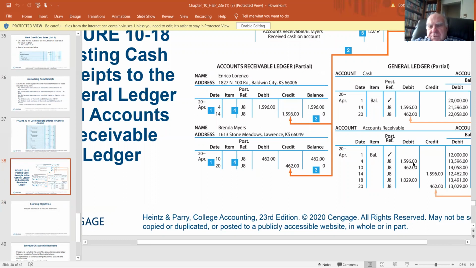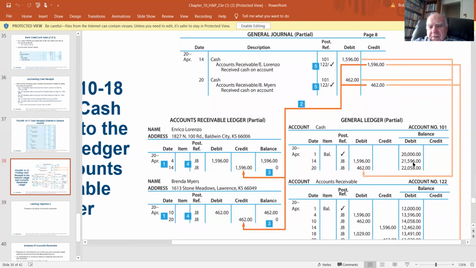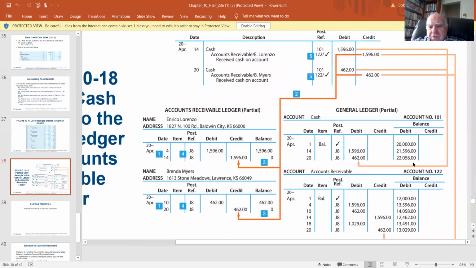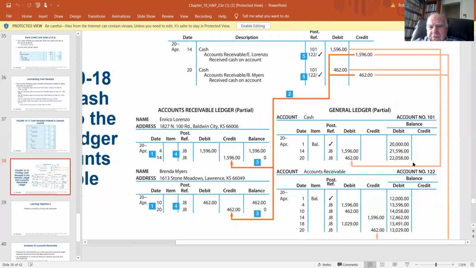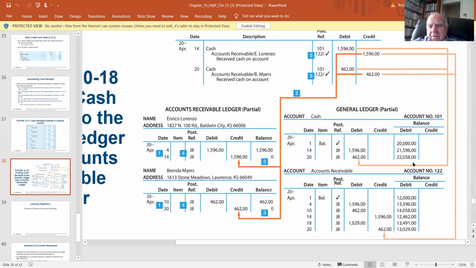And they're getting into posting cash receipts. I'm not going to go over posting cash to the ledger. You know how to do that already, right? 1596 comes down to the ledger here under cash. It comes in as a debit. The 1596 comes in here as a credit. Same tack with Brenda Myers. We received cash, debit 462, and we get a credit accounts receivable 462.